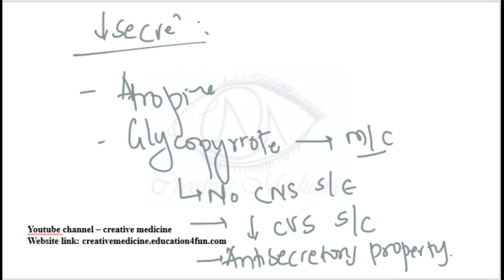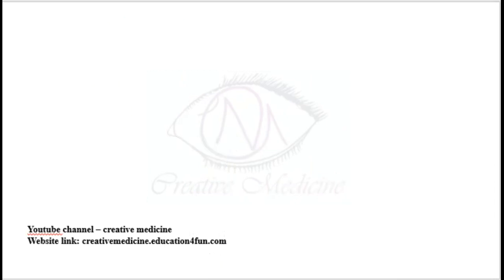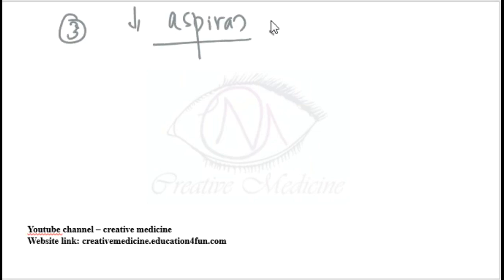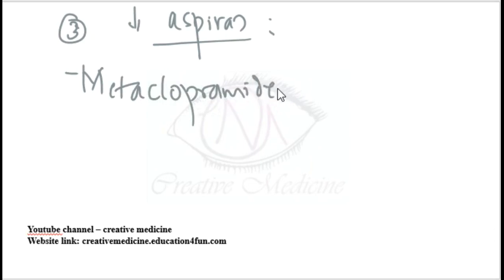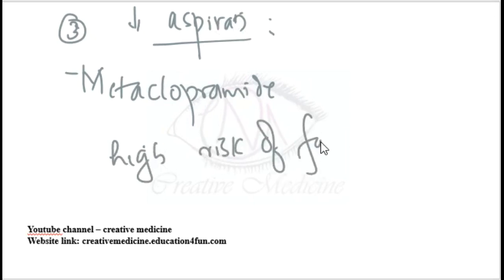Goals of pre-medication. The first two were already dealt with, that is, to relieve anxiety and to decrease secretions. The third goal is to decrease aspiration. Aspiration is decreased by giving medications like metoclopramide, and acid secretion can be prevented. Metoclopramide is only used in patients who have a higher risk of aspiration. It is not normally used.